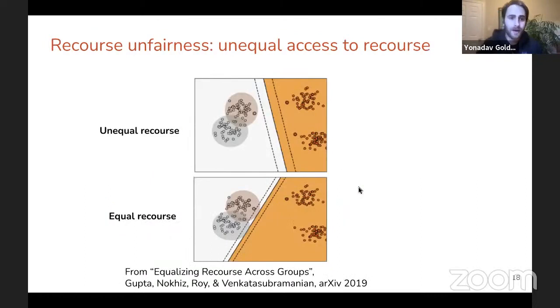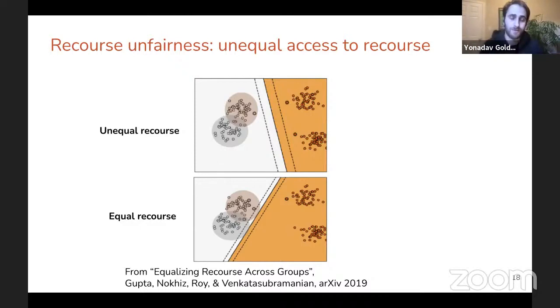Now, another recent paper from Gupta, Nokhiz, Roy, and Venkatasubramanian really focuses on the extent to which strategic prediction mechanisms have the potential for exacerbating cross-group inequality. So if we look at the top example, there are two groups. There's the group at the top, in the sort of reddish shade, and the group at the bottom in the bluish shade. I don't know if you can see that. And the group at the bottom is much farther on average from the prediction boundary than the group at the top. Now, you can see in this case that there's no loss to just changing the prediction boundary as we do in the bottom and having the groups be equally distant and thus need to expend equal resources in order to get to a positive decision.